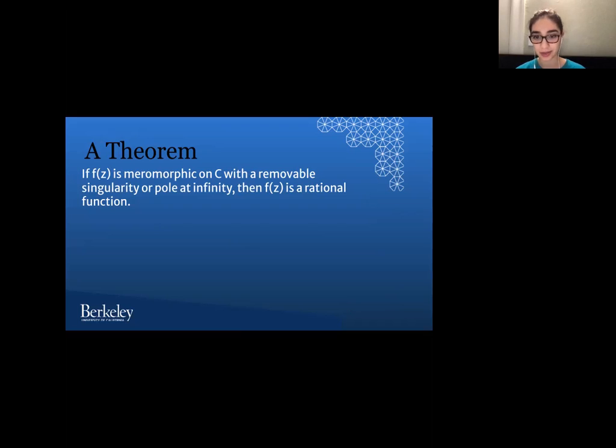So I want to make a note here. The theorem considers the cases where the singularity is either removable or a pole, but doesn't discuss the case of an essential singularity. And that is because the theorem actually doesn't hold in that case. So if f has an essential singularity at infinity, then f will not be a rational function. And an example of this would be just f of z equals e to the z.